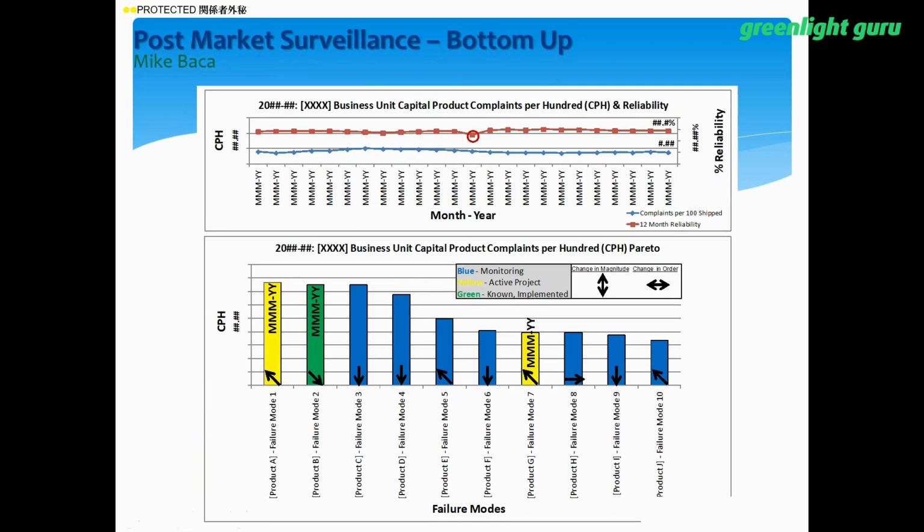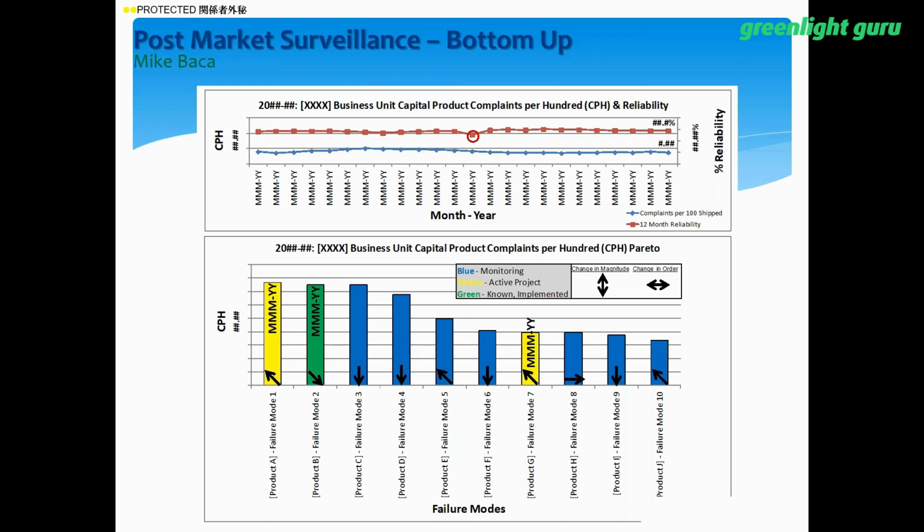Let's talk about surveillance bottoms up. Bottoms up are really talking about what are the individual things that may be happening out in the field or on the production lines that may lead to these harms. And this is, again, another actual chart from something that we used to do, with the company information taken out.